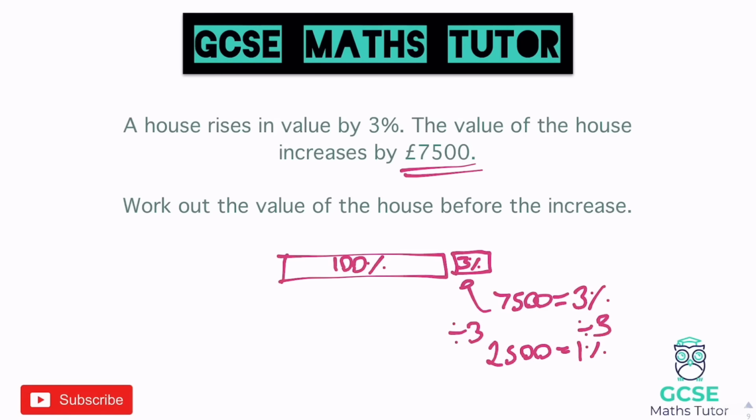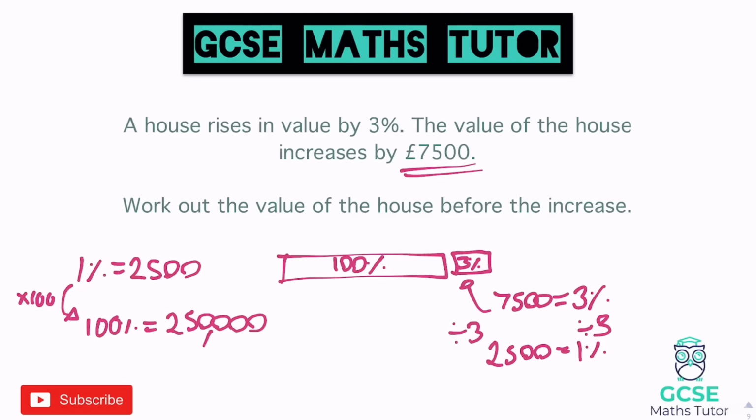So 2,500 equals 1%. And again, we can times that by 100. So over here, if 1% equals 2,500, we can times that by 100 to get our 100%. So 100% will equal 2,500 with another 2 zeros, and that's 250,000. So our answer there would be £250,000.